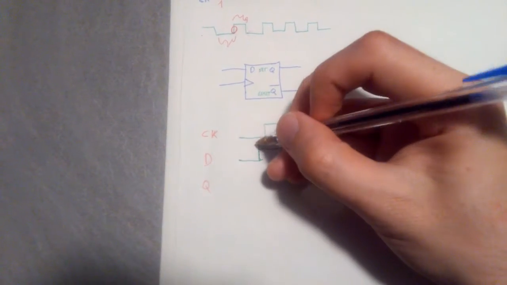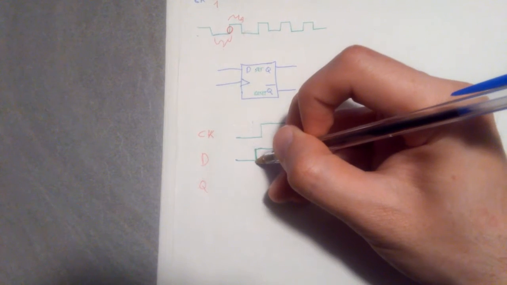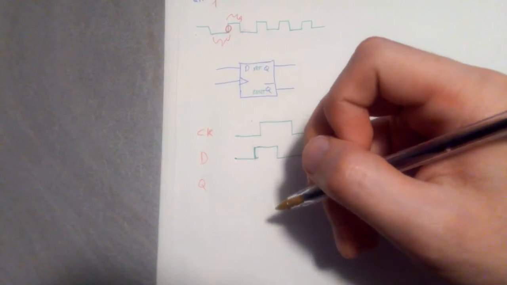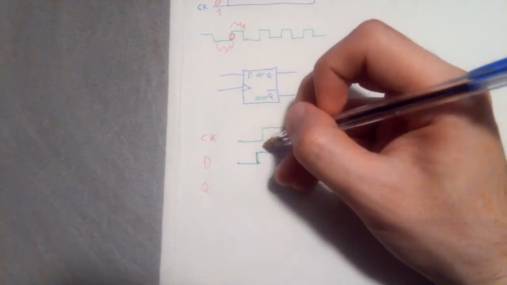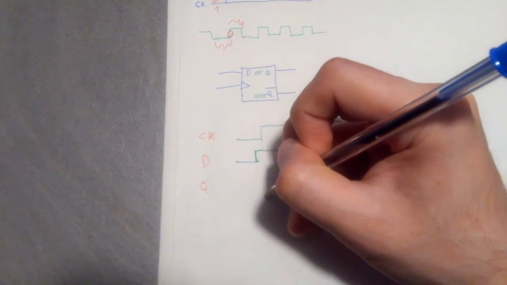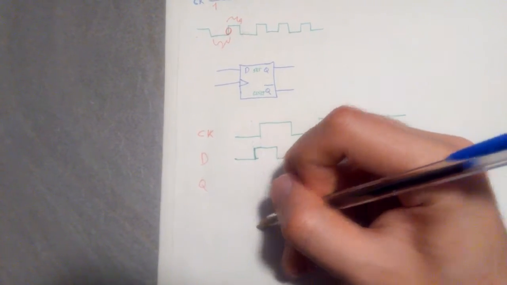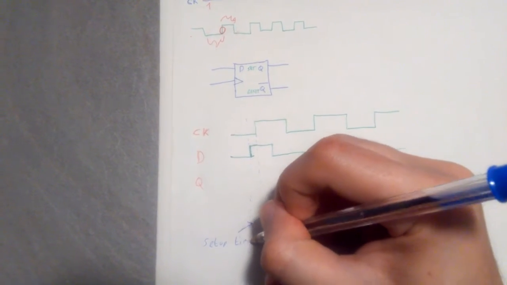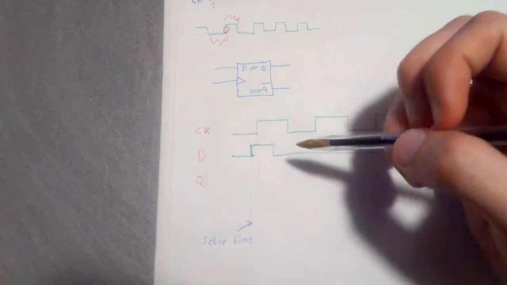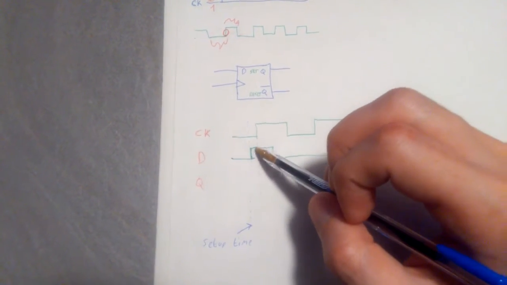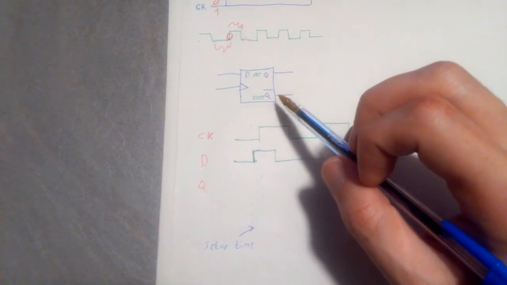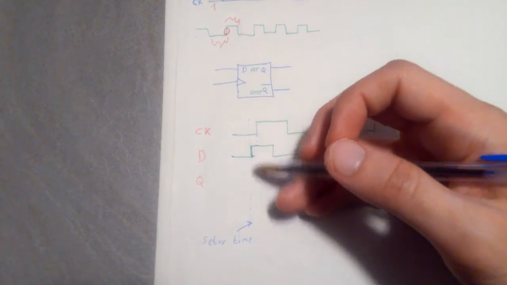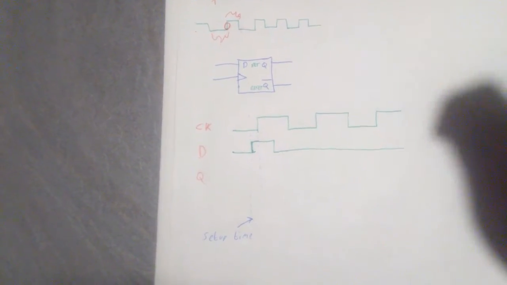So if we get this time here, between the initial part in which D has gone high and the clock is still low, this one is called setup time. So it's the time in which the data has to be ready. So it has to be already there before the clock rises. So it's called the setup time to get the data ready.